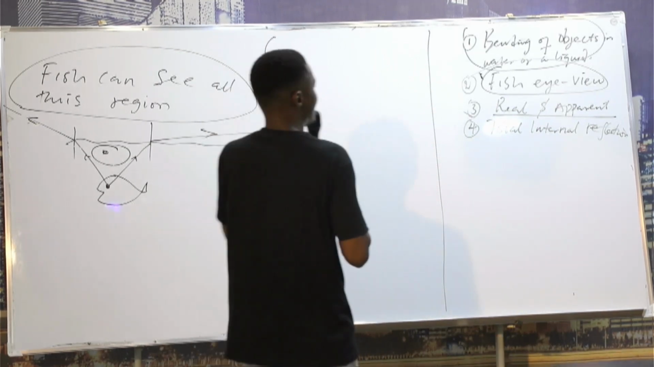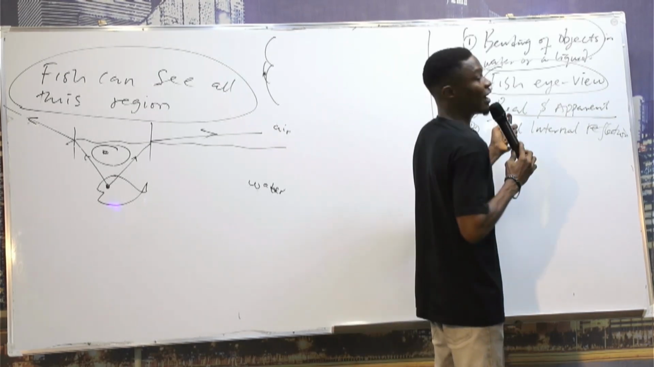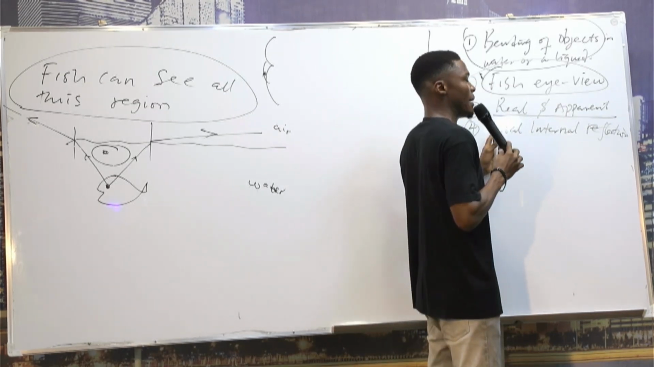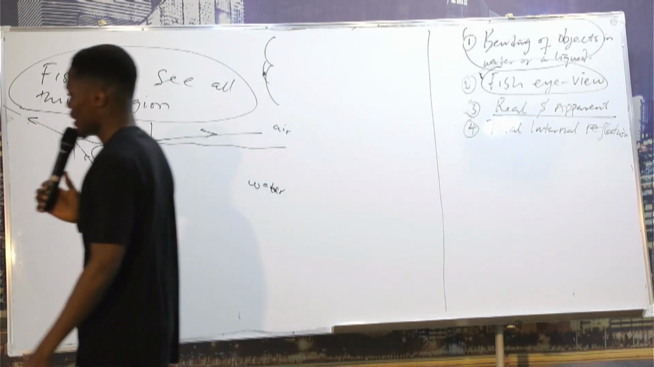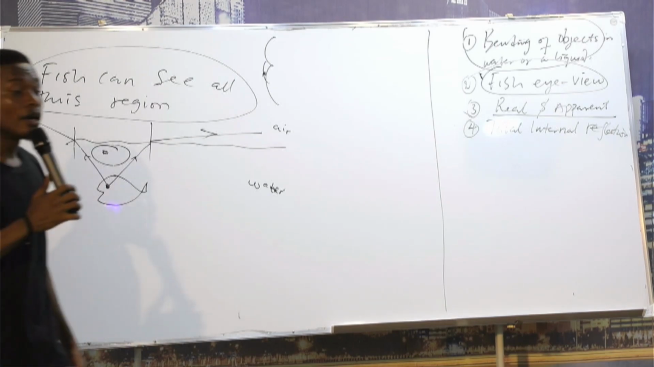Okay, so what will happen is that in the next class, we will talk about real and apparent depth and also talk about total internal reflection. Is that okay? I'll see you when I see you. Yes, question?